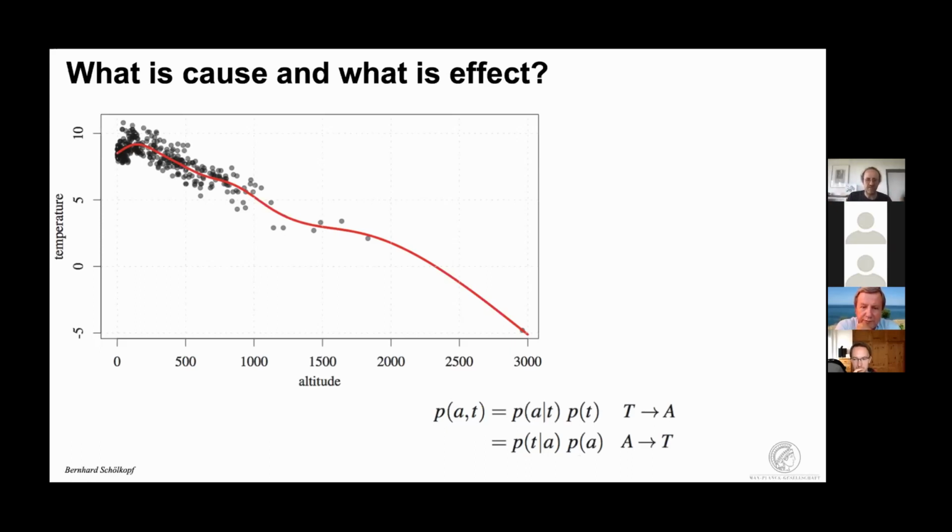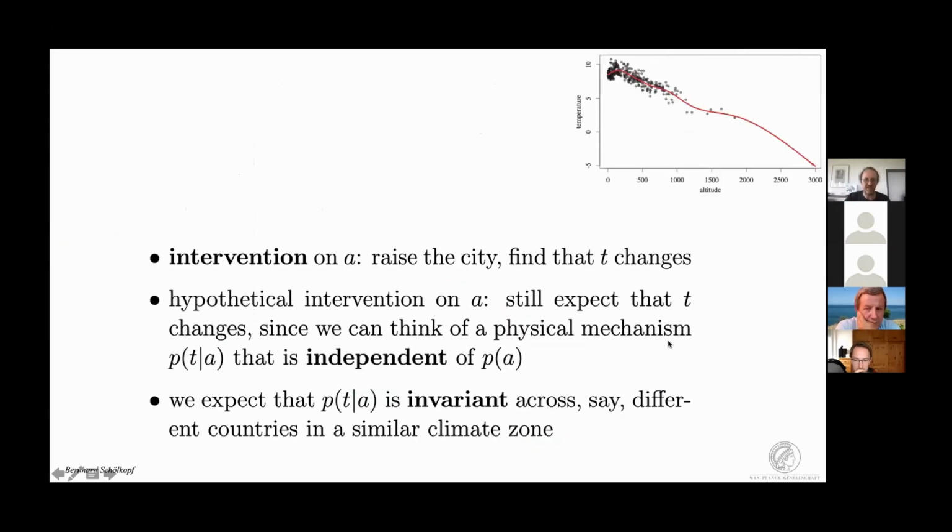So how do we go about this? How would we perform this inference in practice? Well, if we want to go by the book, statistics tells us there's no causality without intervention, so we have to do an experiment. We raise the measurement station, or maybe many of them. We measure the temperature for a year. We find that the temperature changes. That's an intervention experiment that tells us, actually the altitude does cause the temperature.